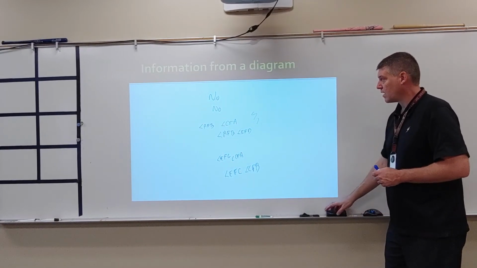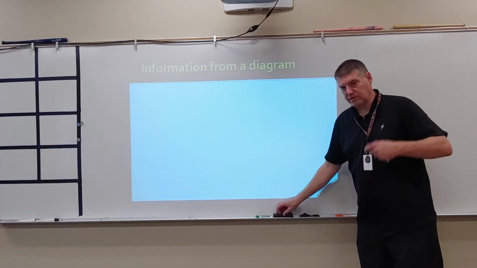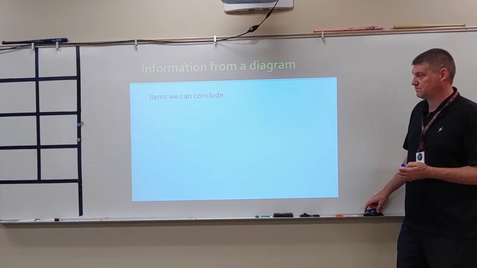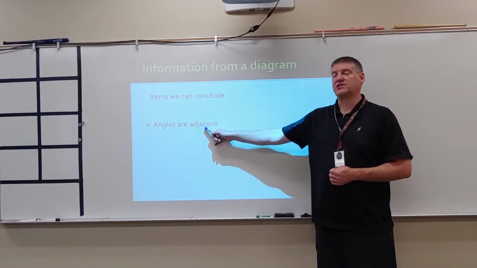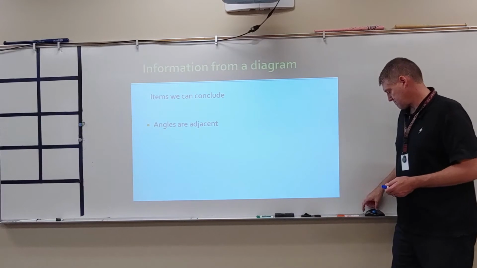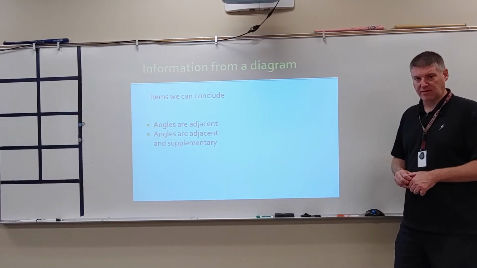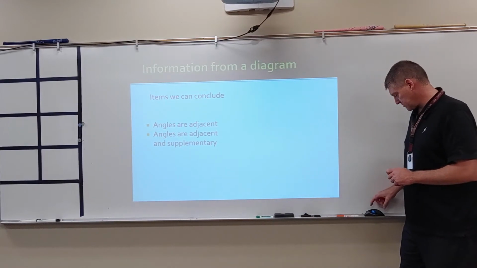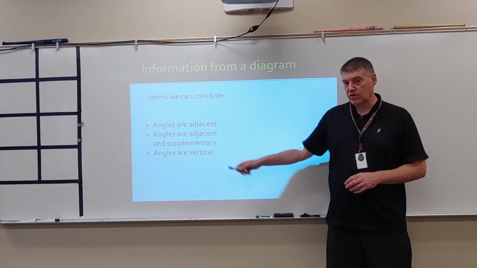Information from a diagram. In geometry, we need to be able to get information from a diagram. So items we can conclude: we can tell if angles are adjacent from a diagram. We can tell if angles are adjacent and supplementary, meaning they add up to 180 degrees. We can tell if the angles are vertical.